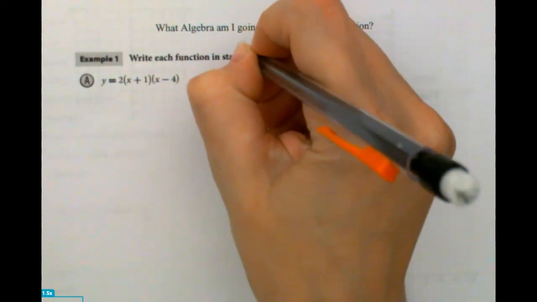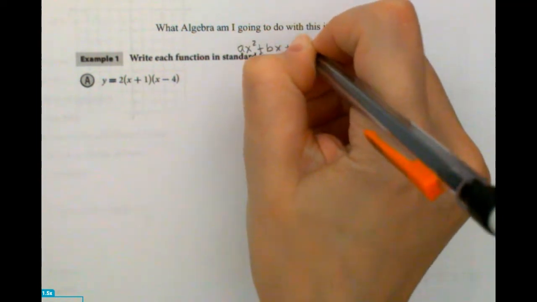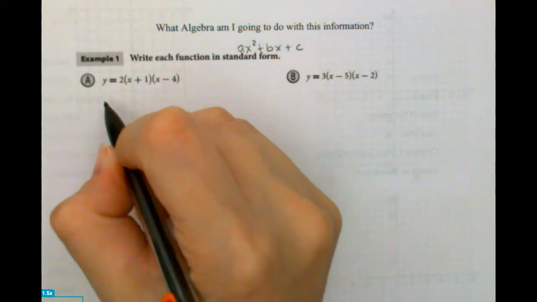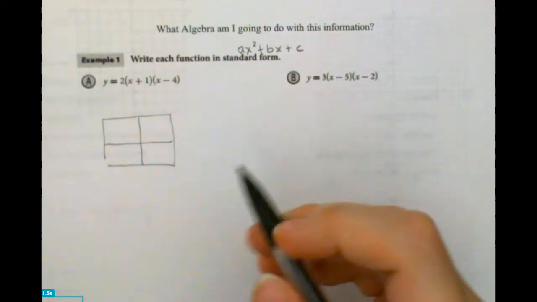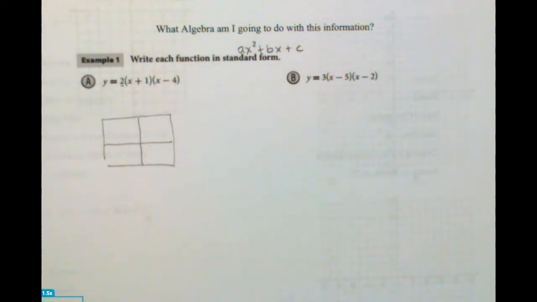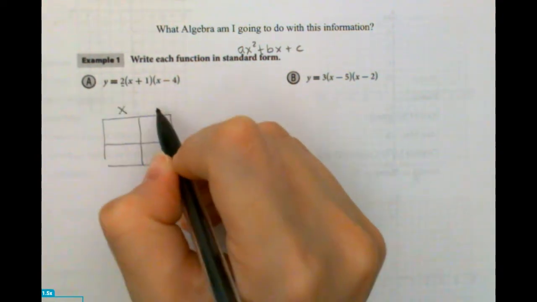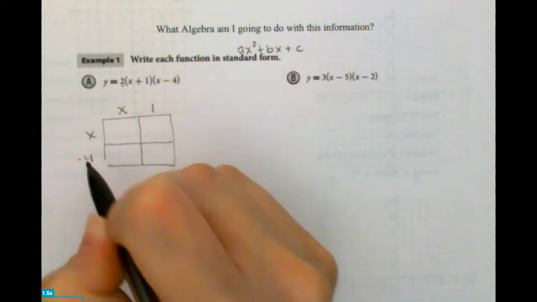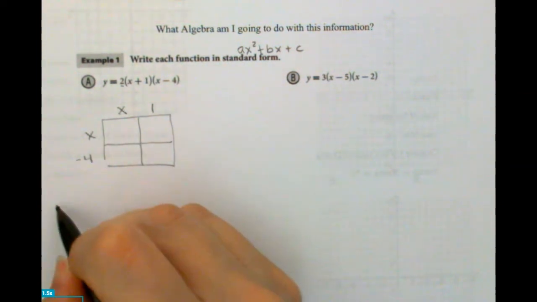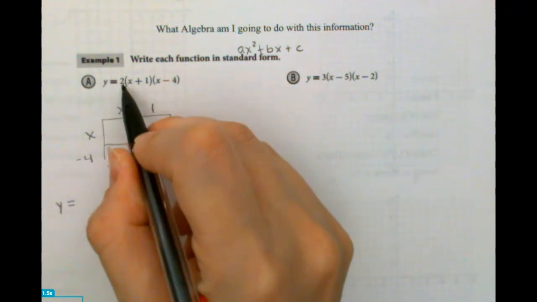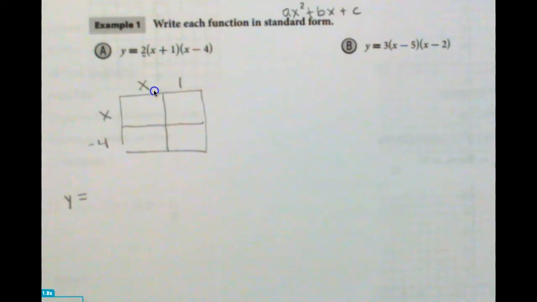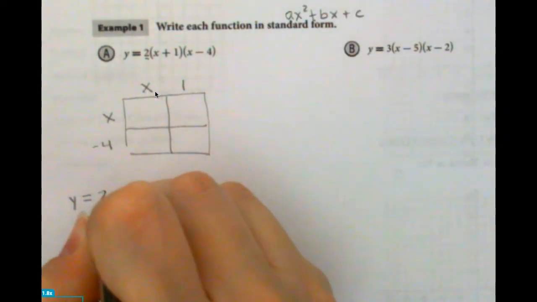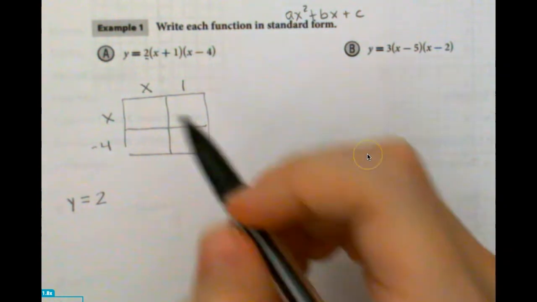You've got to remember standard form is ax squared plus bx plus c. That's standard form. And so what I'm going to want to do is a Punnett square for these. And I'm going to ignore the 2 for right now. I'm going to just do the Punnett square for x and 1 and x and -4 first. Okay. So I'm going to bring this 2 in the equation. Let me zoom in just a little bit because it's kind of hard to see here. Okay. I'm going to put the 2 here in front. And then I'm going to fill out my Punnett square.